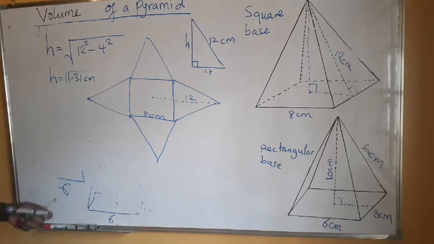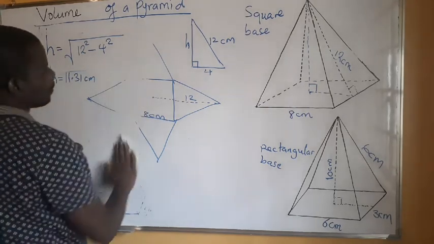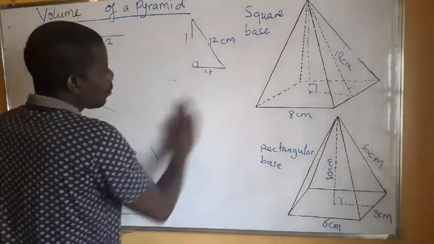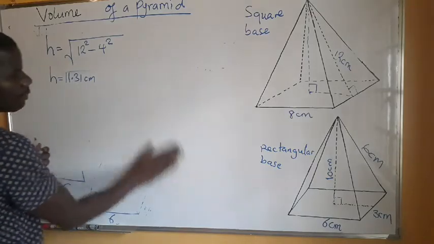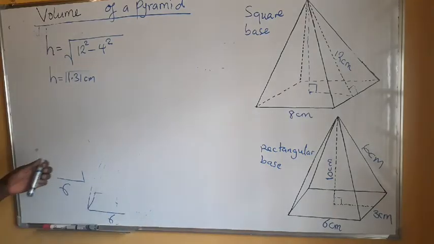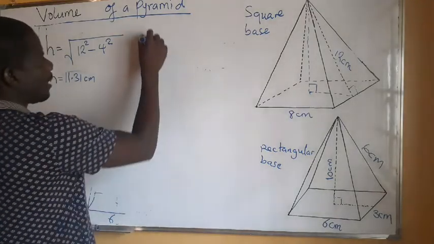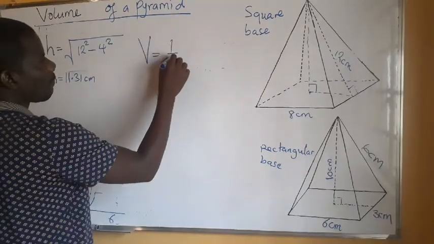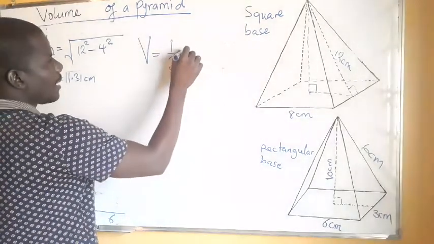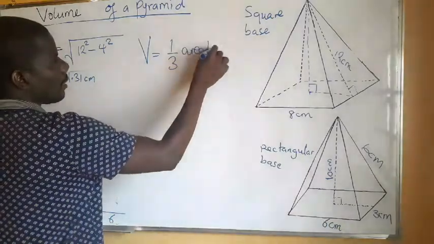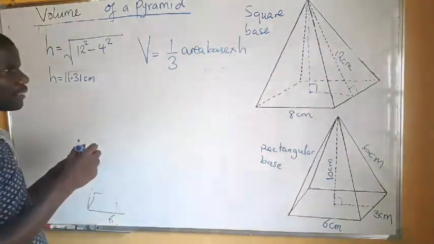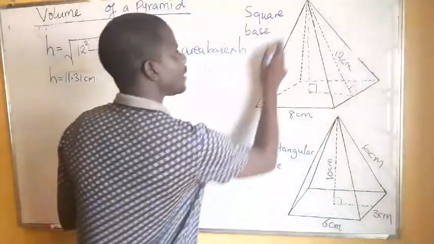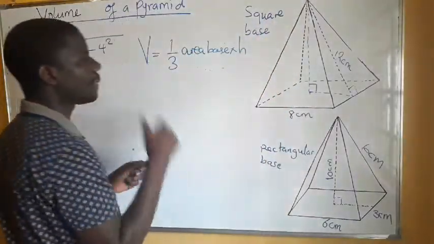11.31. So now we can go ahead and find the volume of this pyramid, having found the perpendicular height, which is required in the formula. So now we can say our volume is equal to 1 over 3 multiplied by the area base multiplied by h. This h is not the slant height or this height on the edge. No, it's the perpendicular height.